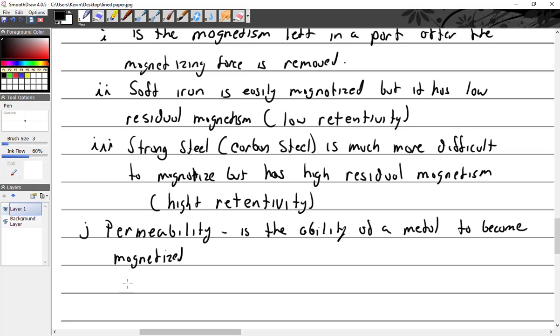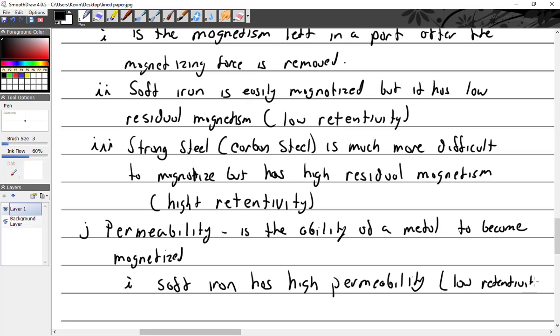So let's do this. Soft iron had high or low retentivity? Low retentivity. So soft iron has high permeability, but it had what? Low retentivity. So in other words, I can easily magnetize something that is soft iron, but the minute I remove the magnetizing force, what happens to it?